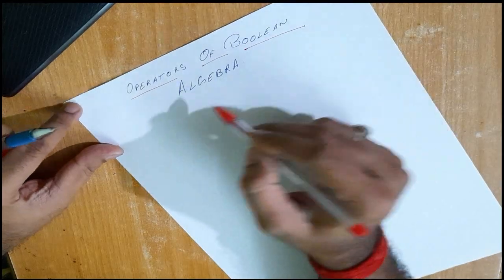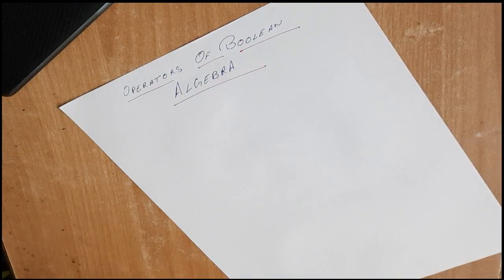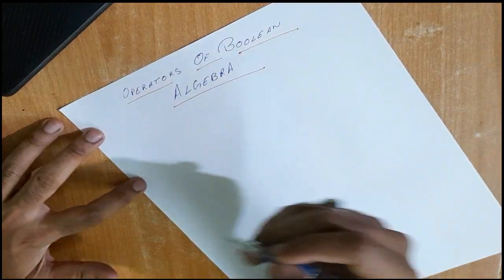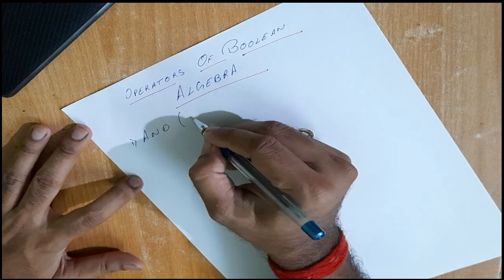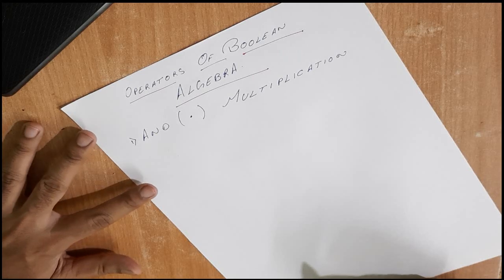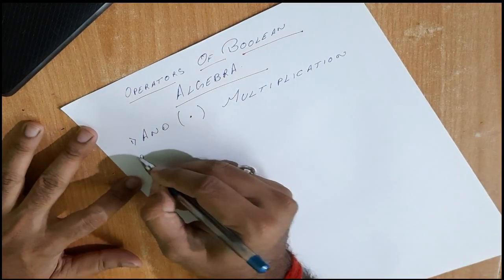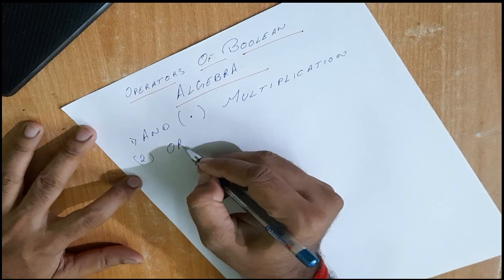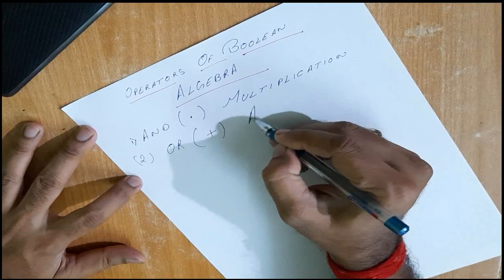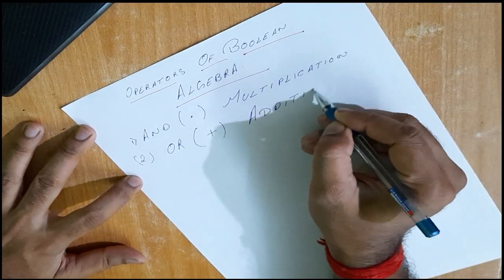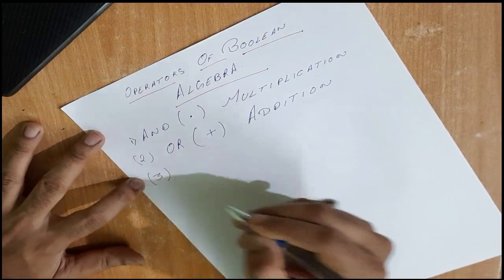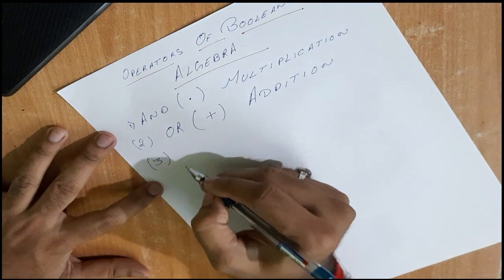Operators of Boolean algebra. As we know, there are three operators of Boolean algebra. The first is AND, denoted by the sign dot, and it is known as multiplication. Number 2, OR. It is denoted by the sign plus. It is addition. And number 3 is NOT.